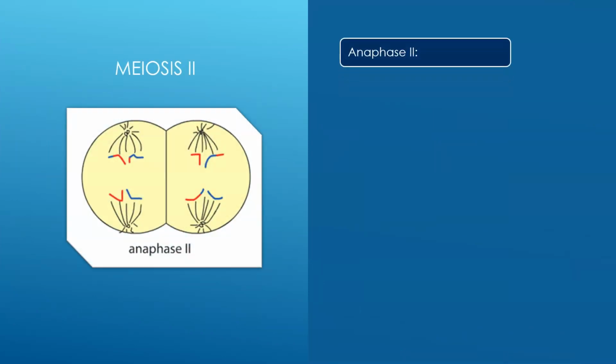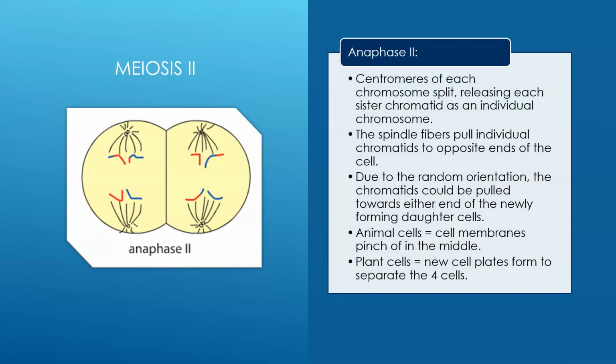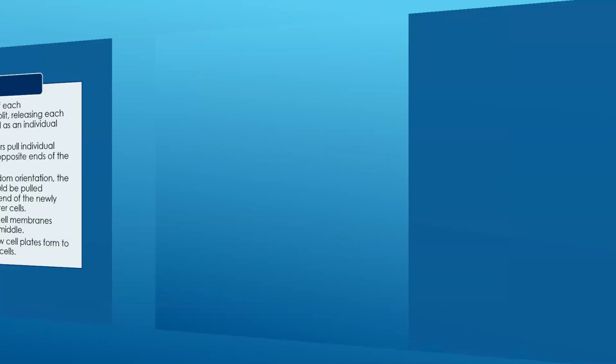Our anaphase 2. Again, during the anaphase, the centromeres of each chromosome split, releasing each sister chromatid. So in the last division, we had our homologous pairs being divided. Now we're getting the chromatids divided. The spindle fibers pull individual chromatids to the opposite ends of the cell. Due to the random orientation, the chromatids could be pulled towards either end of the newly forming daughter cells. Now in animal cells, the cell membranes then pinch in the middle. In plant cells, new cell plates form to separate the 4 cells.